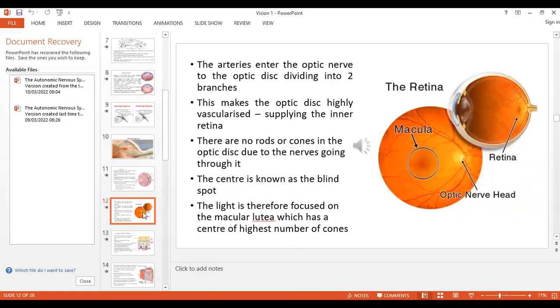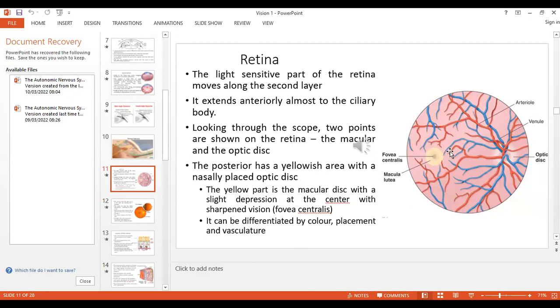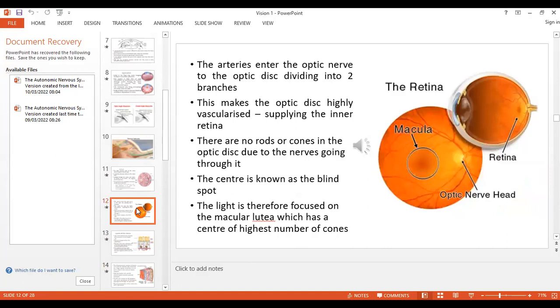Actually, let me go back to the other diagram. When you look at this, that's the fovea centralis, then there's the macula and retina. This is just showing an external view, trying to show the blood vessels and where the fovea centralis is, etc. Now let's go to this other slide.